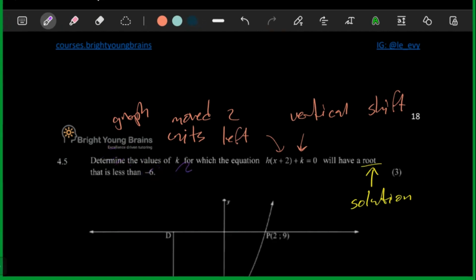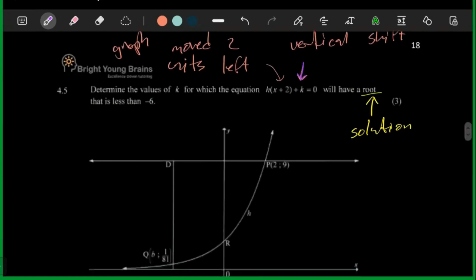It says determine the value of k. So they're asking you how many units up or down do you need to move your graph after it has been moved 2 units to the left. When all that is happening, what values of k can you consider such that the equation will have a root that is less than -6?